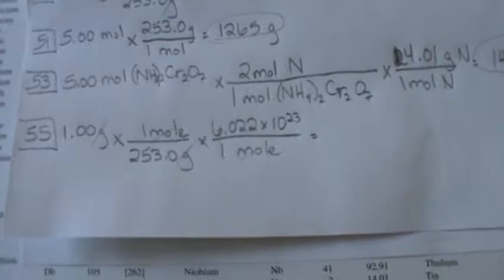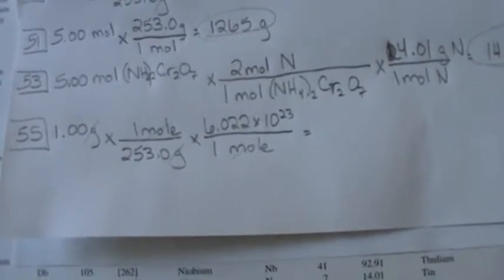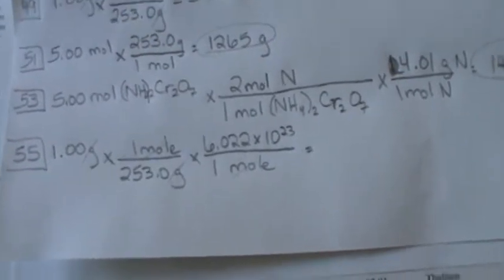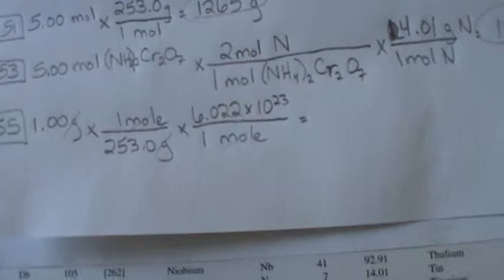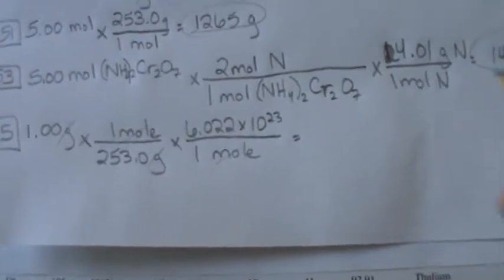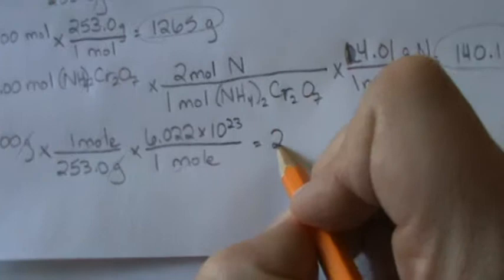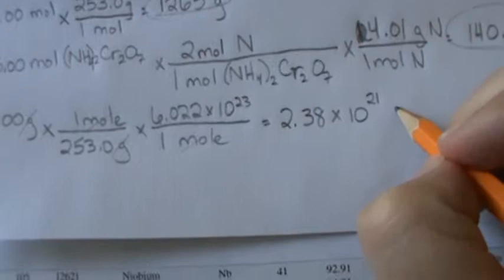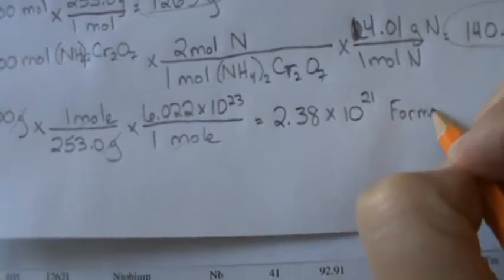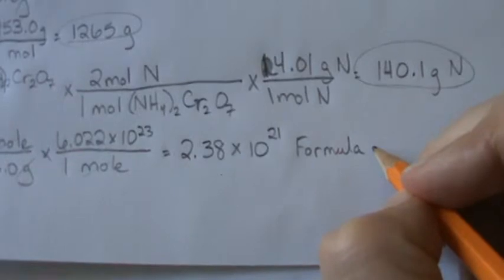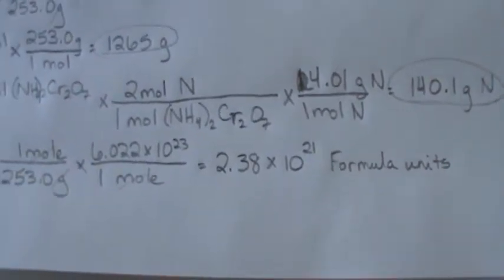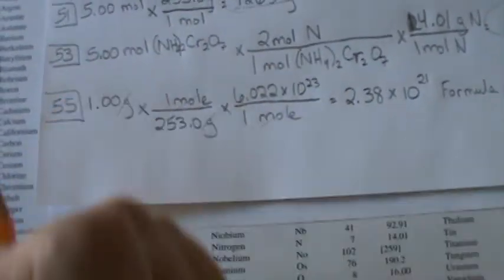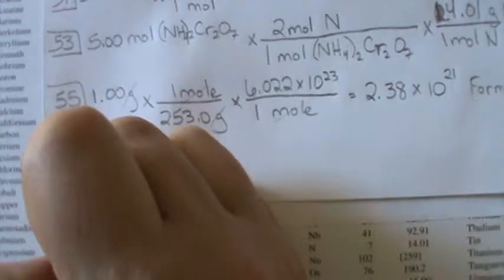So we say 1 divided by 253, times 6.022 times 10 to the 23rd, and this gives me 2.38 times 10 to the 21st formula units. We're using formula units instead of molecules because they're ionic compounds, not molecules. All right, one more piece to this. I know this is getting long. Bear with me here.